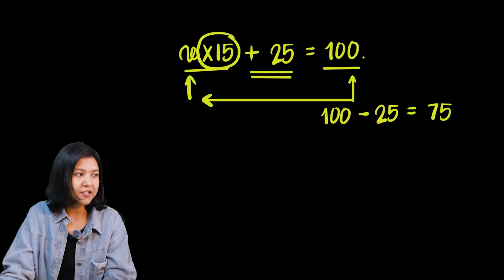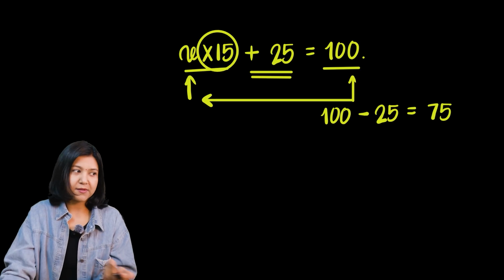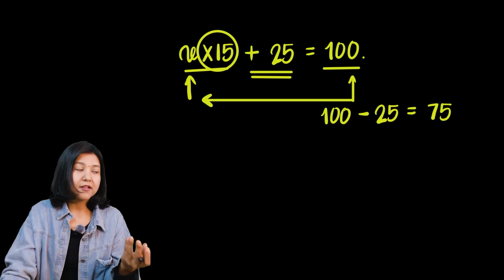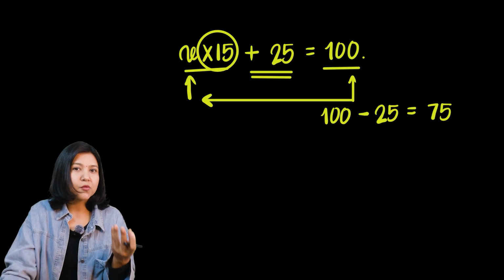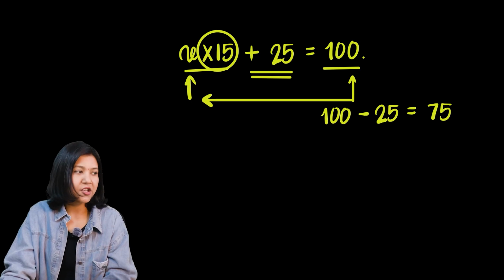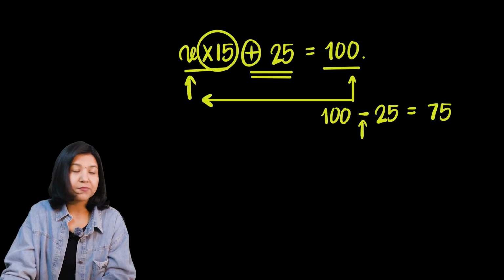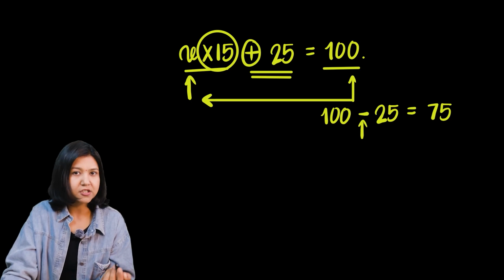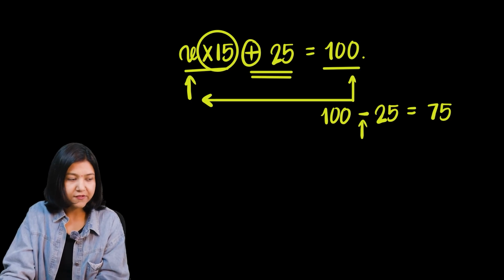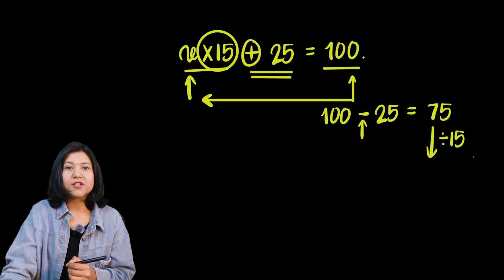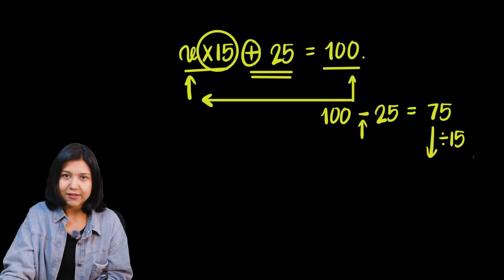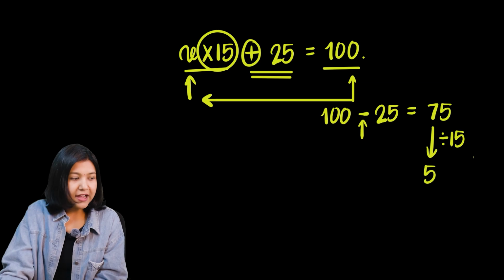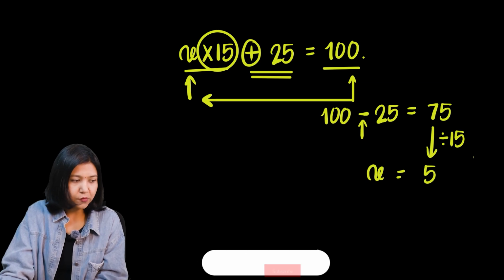Now what you want to do is find the value of one item, and 15 is just multiplying here. We want to do the opposite because we are coming backward. I'm saying again, we are coming backward, so we are reversing the operations. Instead of plus, we subtract. Instead of multiplication, we divide. Remember, the opposite of multiplication is division. So whatever answer you have, 75, you want to divide that by 15. What happens when you divide 75 by 15? The answer is 5, which means the value of X is equal to 5.